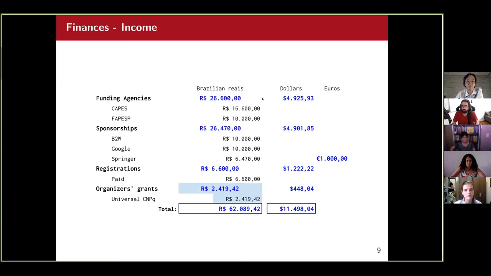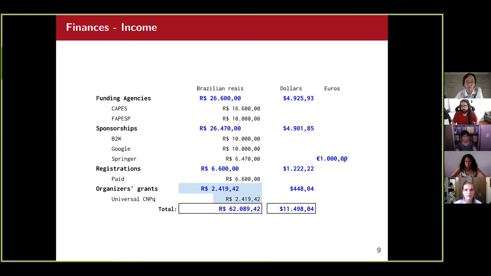So they gave us 16,600 reais for this event. FAPESP, we are still not sure how much we will get, but it should be around 10,000 reais. And then we asked for sponsorships also, and we are very grateful to the companies B2W and Google, who gave 10,000 reais each for this event. And also we are very grateful to Springer, which covered the costs for the prizes.